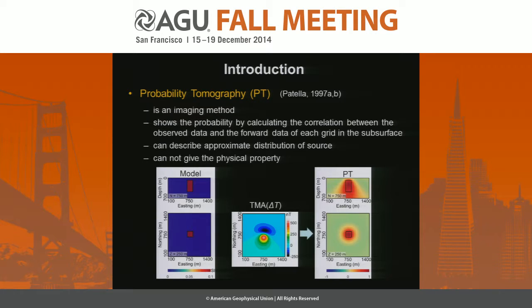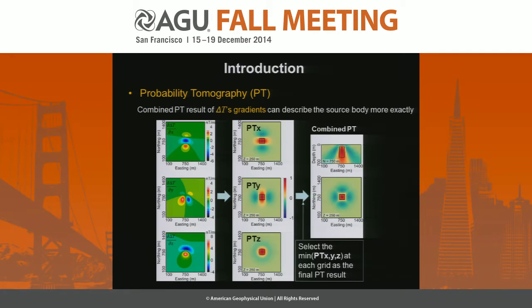And then we try to use gradients of the TMA to do this work. As we know, the gradients include more information and have a higher resolution than the TMA. And these characteristics also show in their probability tomography results. For example, the probability tomography of the gradient of the TMA in the northern direction has a clear border in this direction, but not in the eastern direction.